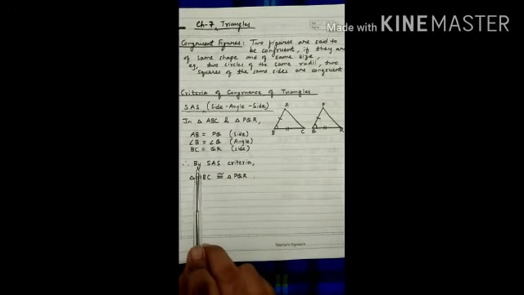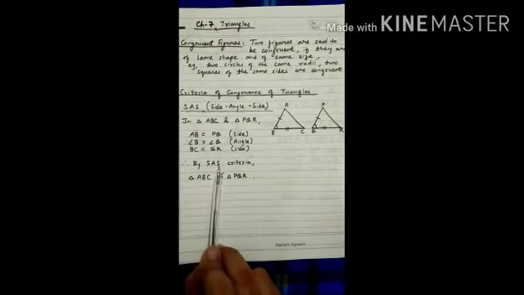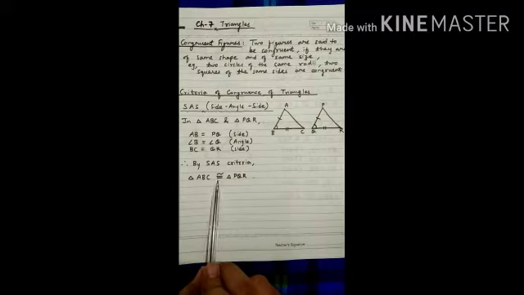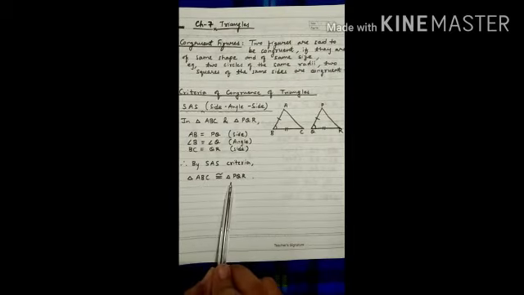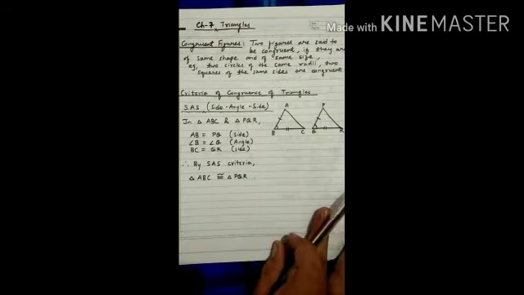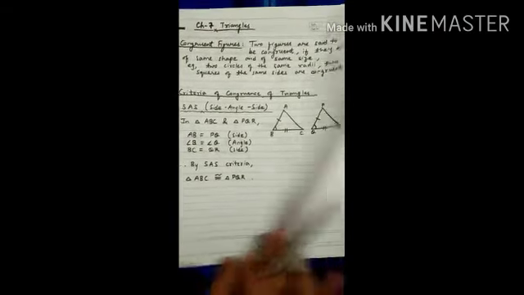So these two triangles are congruent to each other by SAS criteria. Triangle ABC is congruent to triangle PQR. The sign of congruency is an equal sign with a wavy line over it, which shows the congruent sign. So triangle ABC is congruent to triangle PQR. Let us study one more criteria.